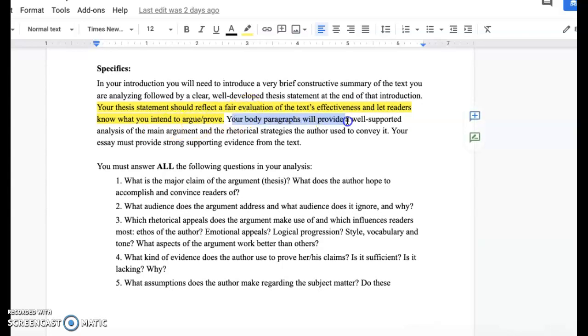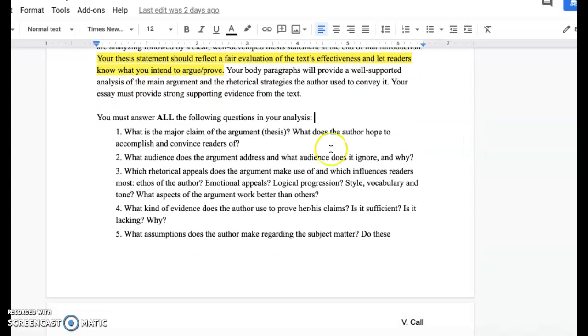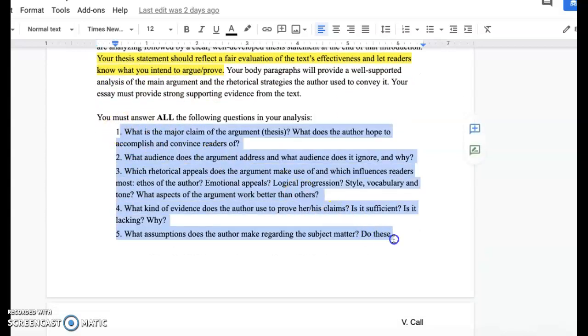So your body paragraphs will provide a well-supported analysis of the main argument and the rhetorical strategies the author used to convey it, which you're going to be learning about this week and next week. Your essay must provide strong supporting evidence from the text. But essentially, I give you all these questions that I want you to address in your essay, okay?